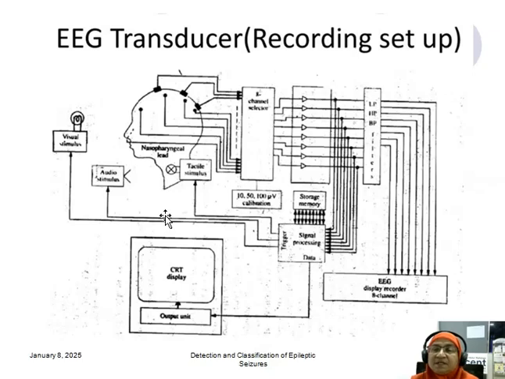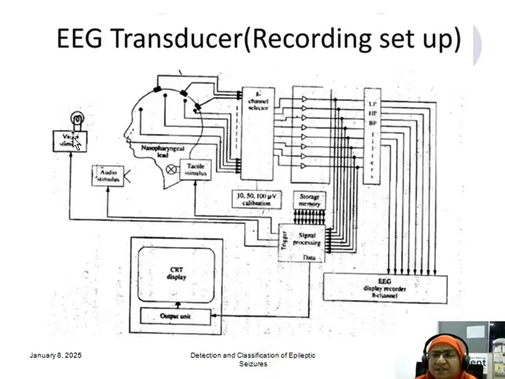This is the EEG transducer recording setup. Here you will place the electrodes. They will be connected to the channel selector. You can select the channel where you want to measure. Then you have the bus, filter bus, then high pass filter and low pass filter, as we have to filter the frequency from 0.5 to 30 Hertz. For that we use the low pass and high pass filter or band pass filter, and the signal is recorded here. The signal can also be processed and stored in the computer.